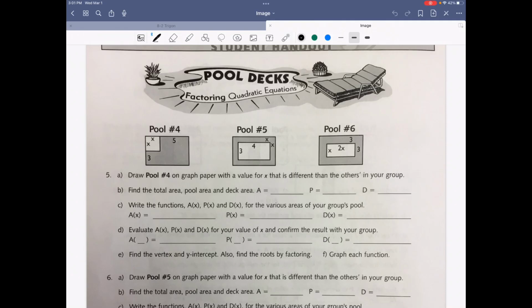Because some of you are not here due to sports, I wanted to make a video for this page. It's the back of the handout that you got.